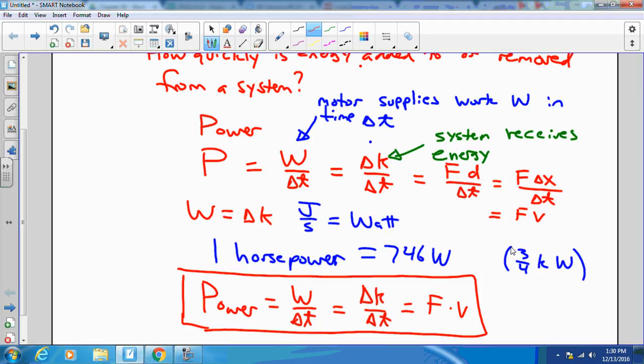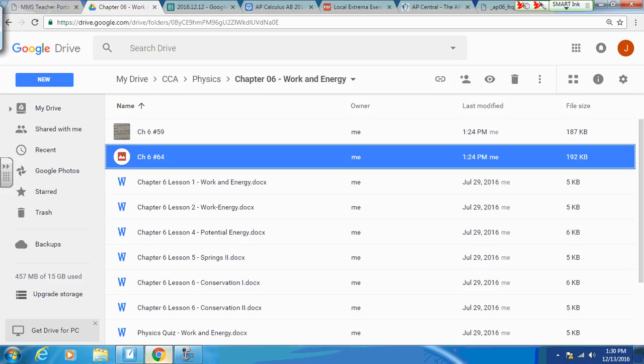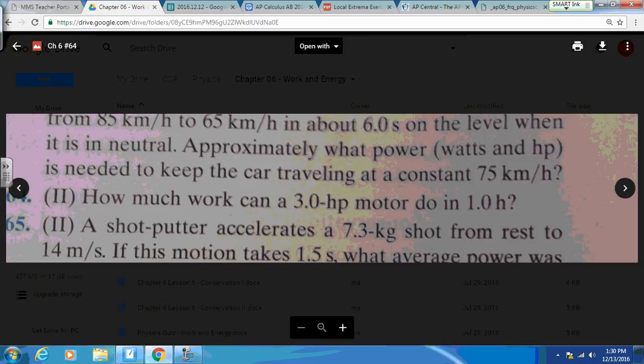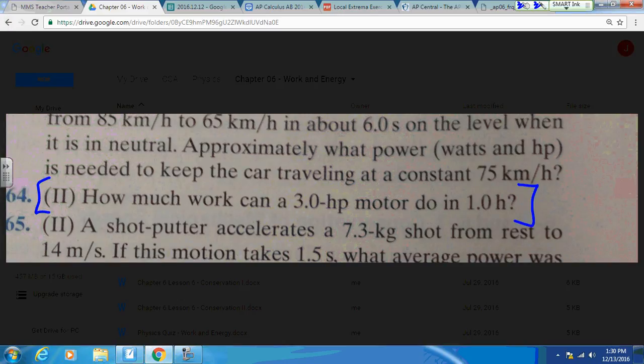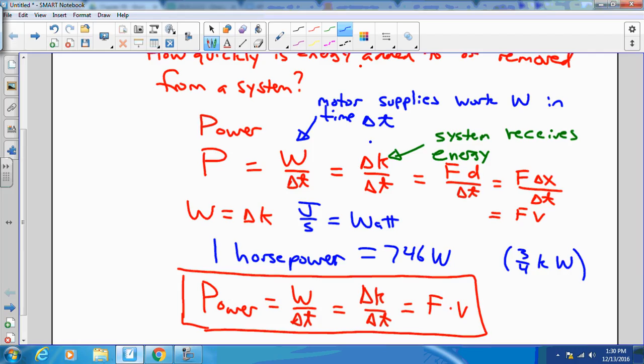And all 3 of these are useful in different contexts. What I'd like to do now is to share with you two fairly simple problems that illustrate the measurement of power. And the first one is in your book, chapter 6, problem number 64. How much work can a 3 horsepower motor do in 1 hour?